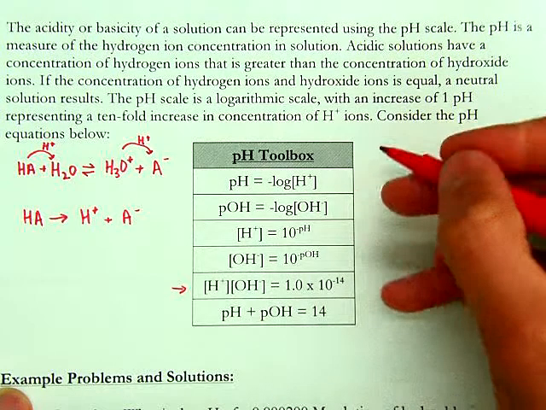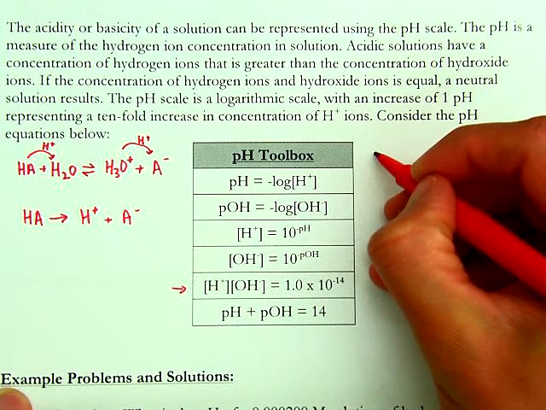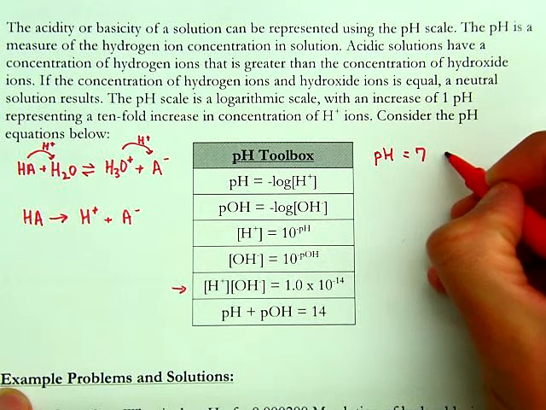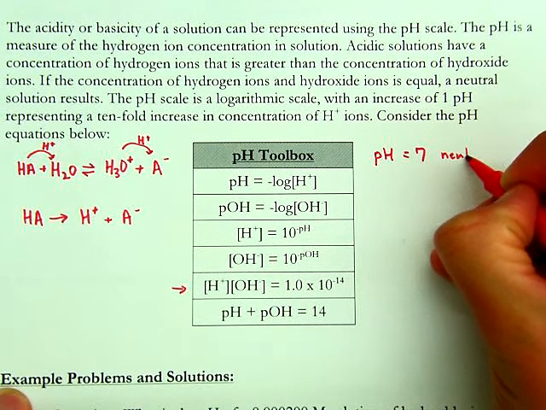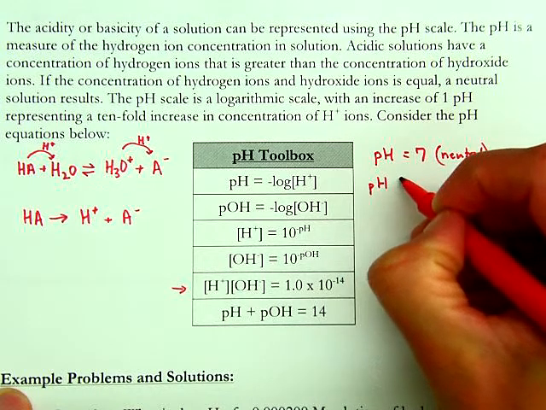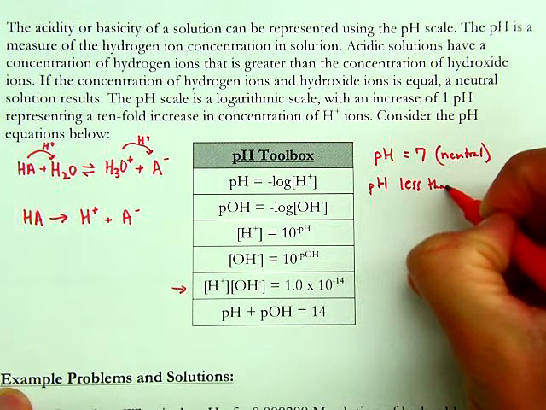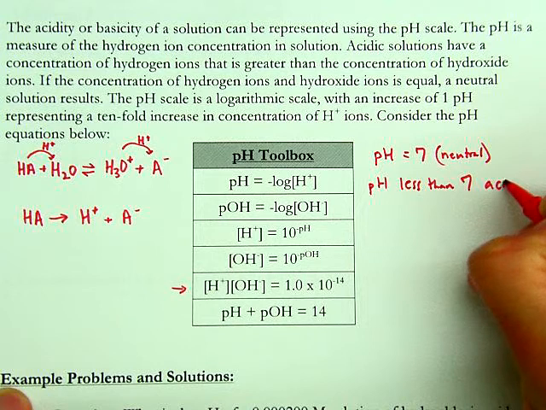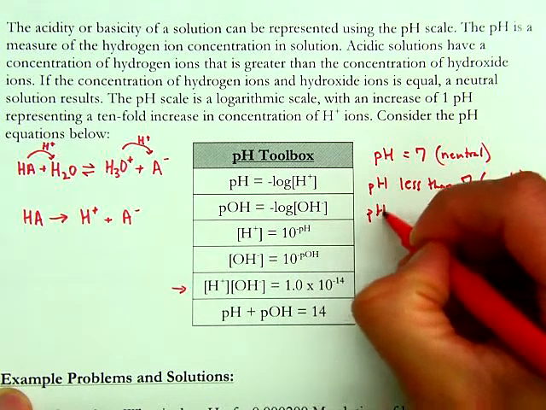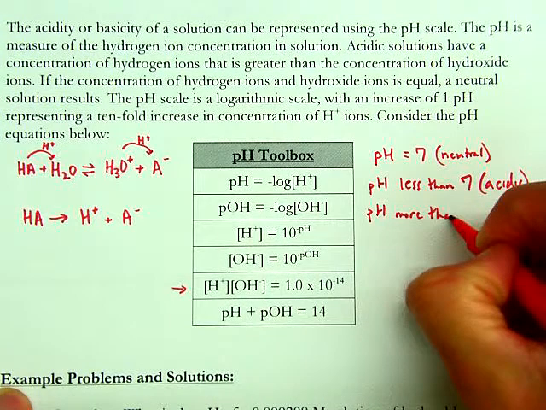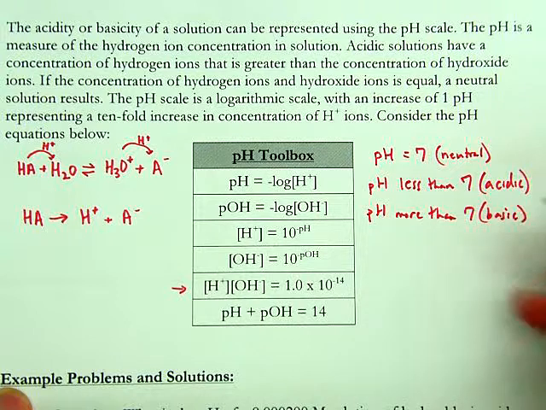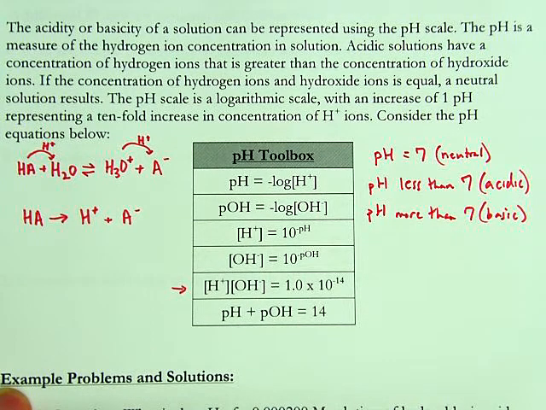So I'm actually just going to write this off to the side. If you have a pH equal to 7, that's neutral. If pH is less than 7, that's acidic. And if pH is more than 7, it's basic.